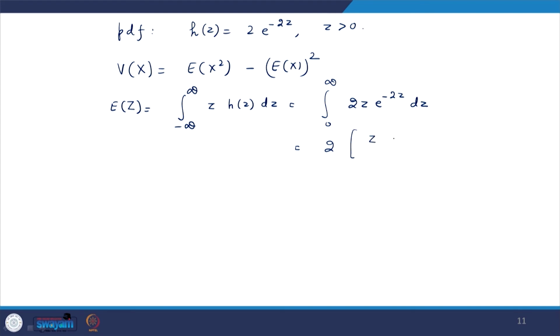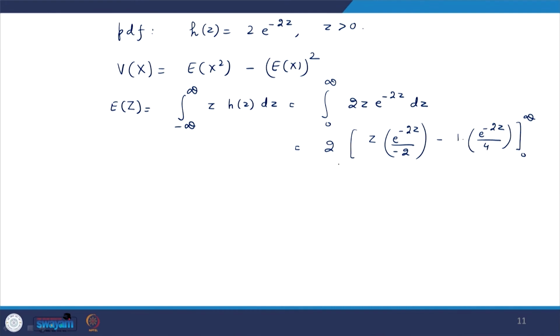So, when you integrate by parts directly, it is minus 2 z upon minus 2, minus the derivative of the first and integral of the second, that means e raised to minus 2 z upon 4, from 0 to infinity. Now, let us see what happens if z tends to infinity. Let us compute the limit as z tends to infinity of z into e raised to power minus 2 z upon minus 2, which is equal to the limit of z upon minus 2 e raised to power 2 z.